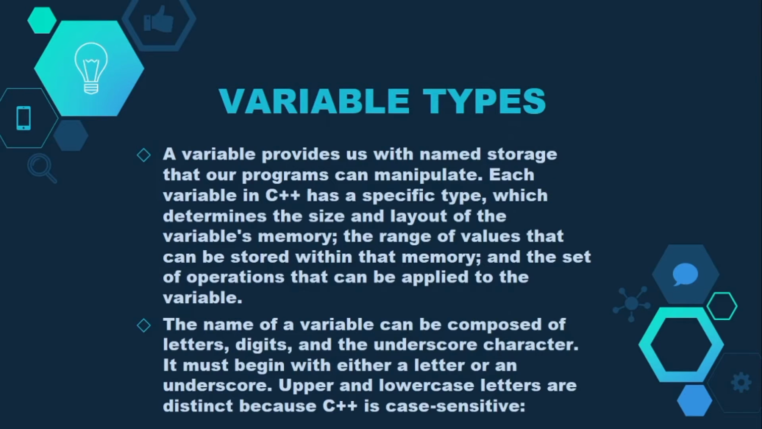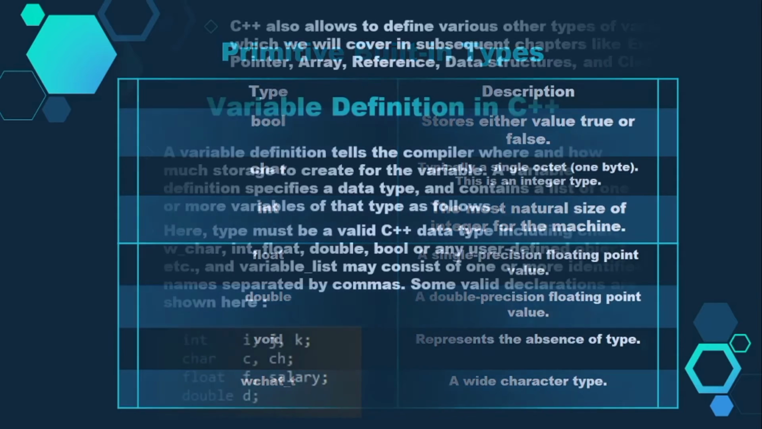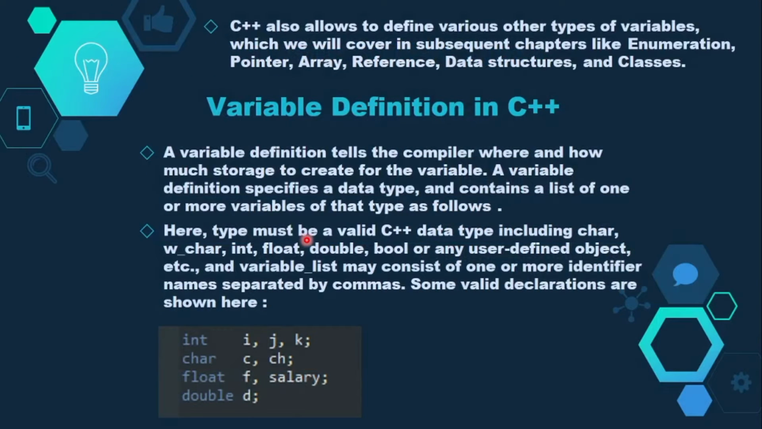So, these are the following basic types of a variable in C++ as explained in the last chapter. Here are the primitive built-in types of C++. C++ also allows us to define various other types of variables, which we will cover in subsequent chapters, like enumeration, pointer, array, reference, data structures, and classes.